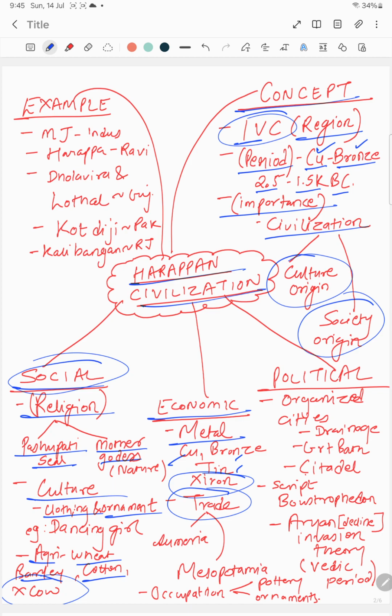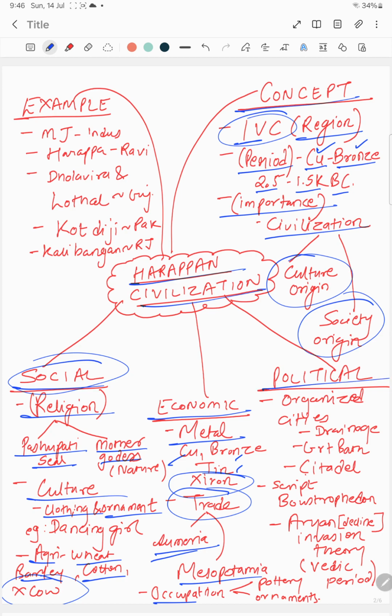A very significant point is that there was trade with the Sumerian region, which is in the Middle East, as well as the Mesopotamian region. So we had international trade relations in that period. Occupation was mostly pottery and making ornaments, etc. And life continued with agriculture.